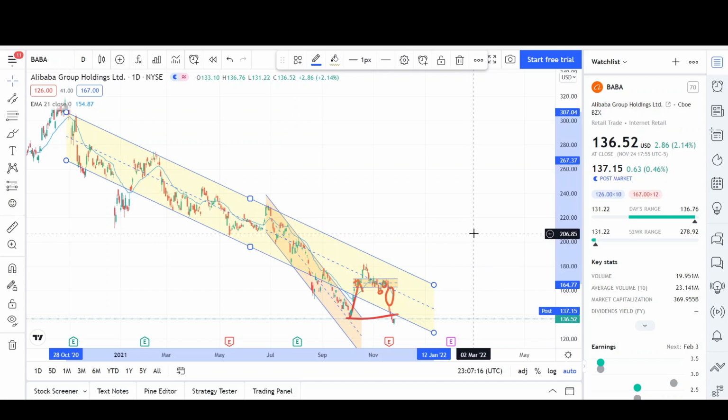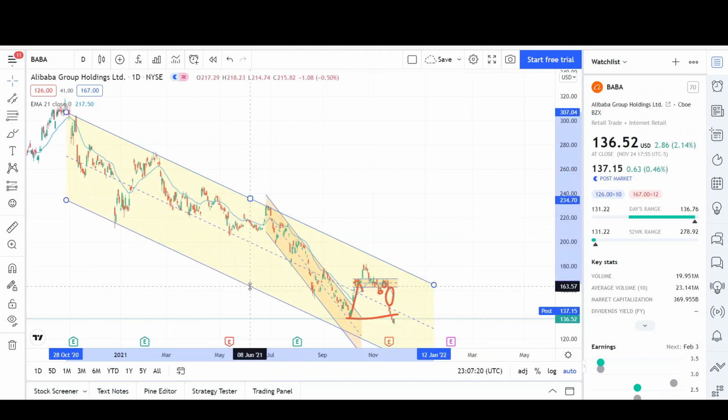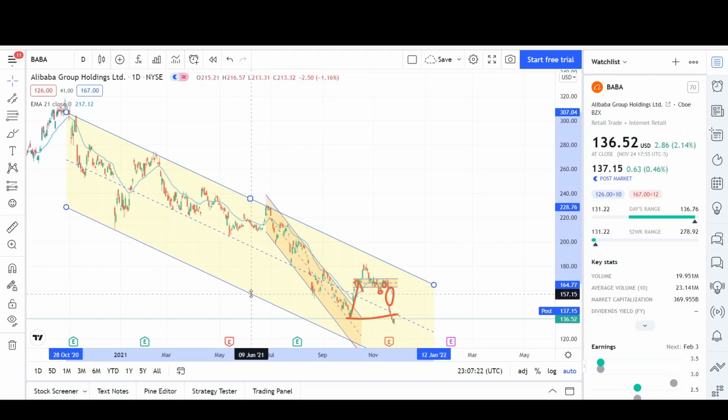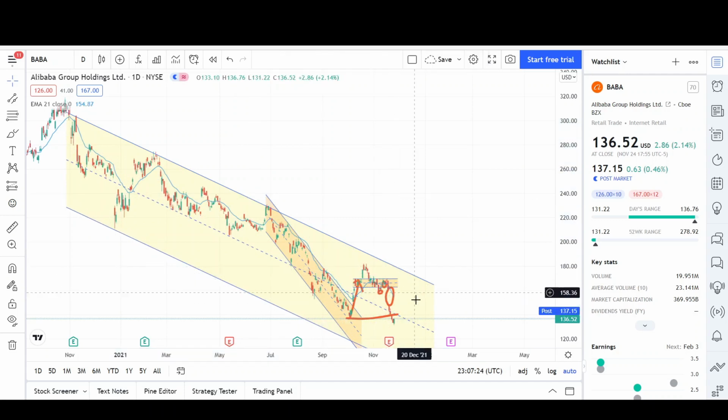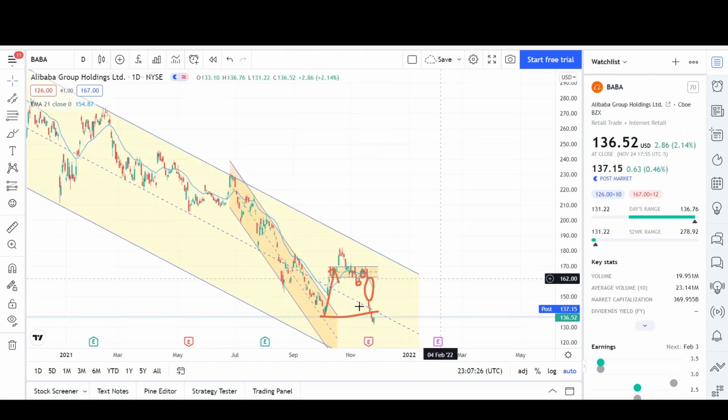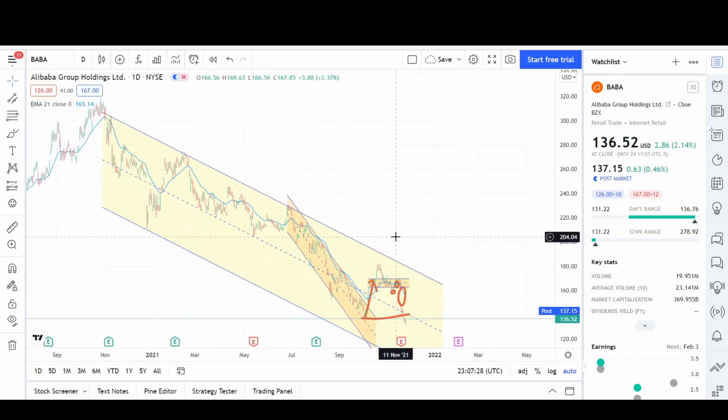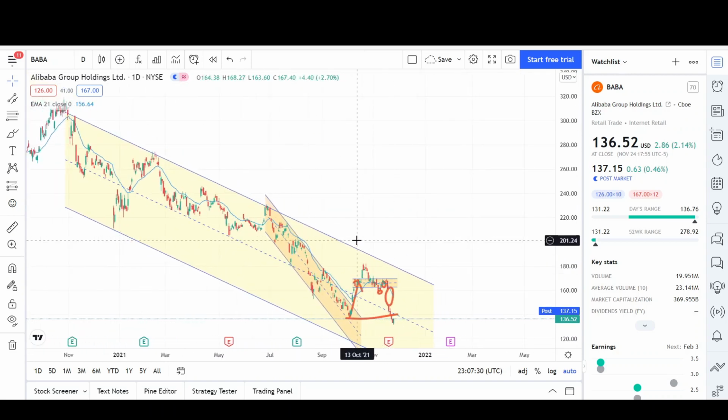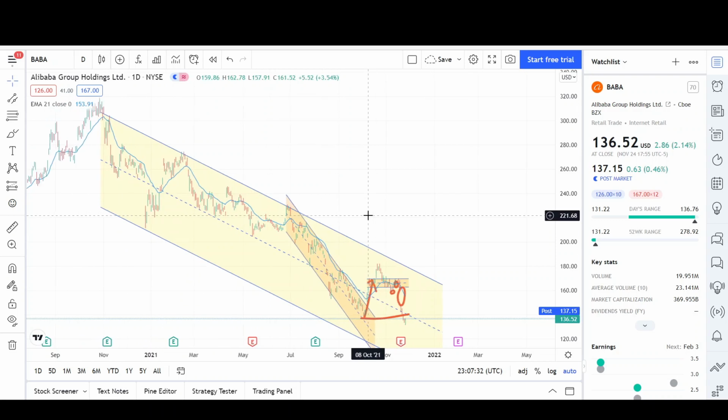Maybe this 205 level, but we could be still stuck inside this big downtrend, and any pullbacks will just be temporary until this downtrend is complete. I'll show you guys what I mean more on the weekly chart. So let's go and head over there right now.